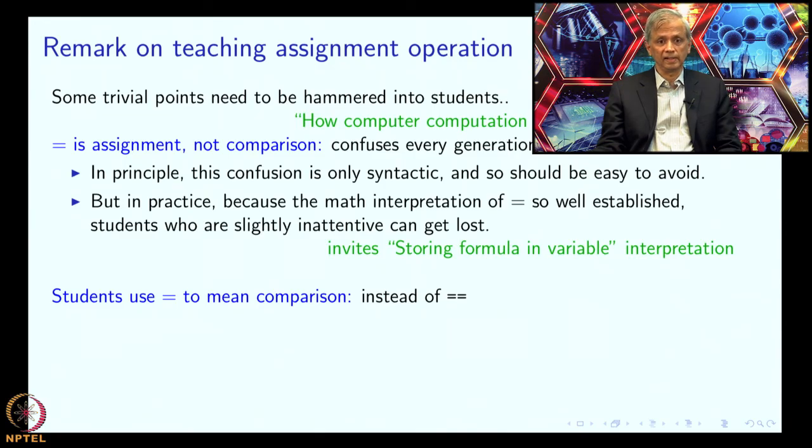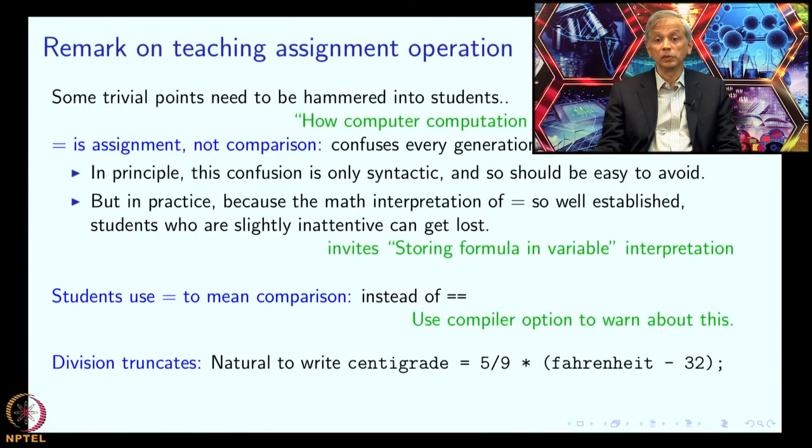Again, as I said earlier, students might not just get confused by equality, but they might also use it to mean comparison instead of using double equal. There is a compiler option which will warn you. If you write if A equal to B instead of A double equal to B, and you use this compiler option, and G++ is configured to use it, you will get a warning. So use that.